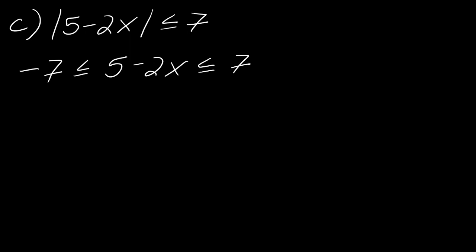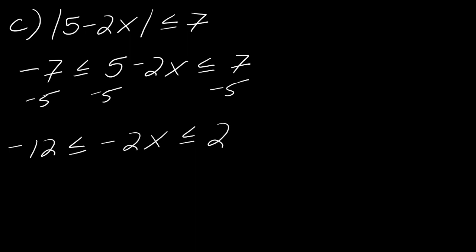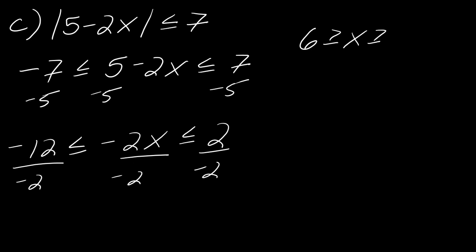Okay, so now I can go ahead and subtract the 5 off from each side. So I get that -12 is less than or equal to -2x is less than or equal to 2. And then I divide everything by -2. Now, there is another little piece of review in this that you do have to remember. When I divide everything by -2, since I'm dividing by a negative, these inequality signs need to flip. That's one of the things about inequalities. When you divide or multiply by a negative number, you have to flip the inequality. So this will turn into 6 is greater than or equal to x is greater than or equal to -1.